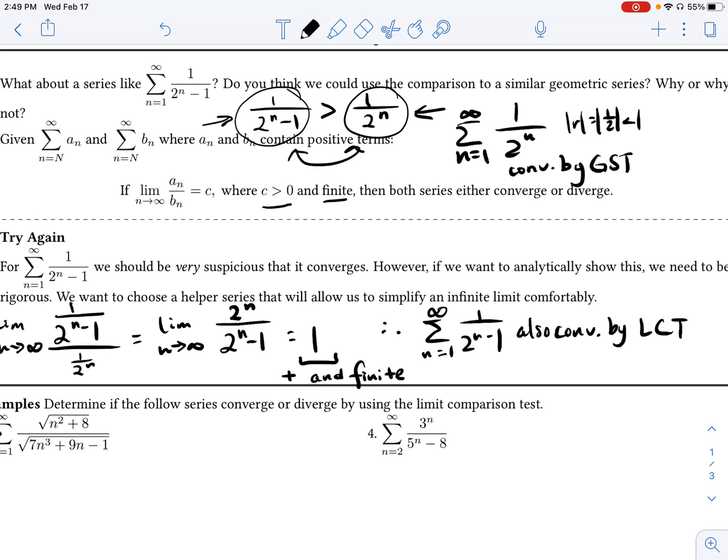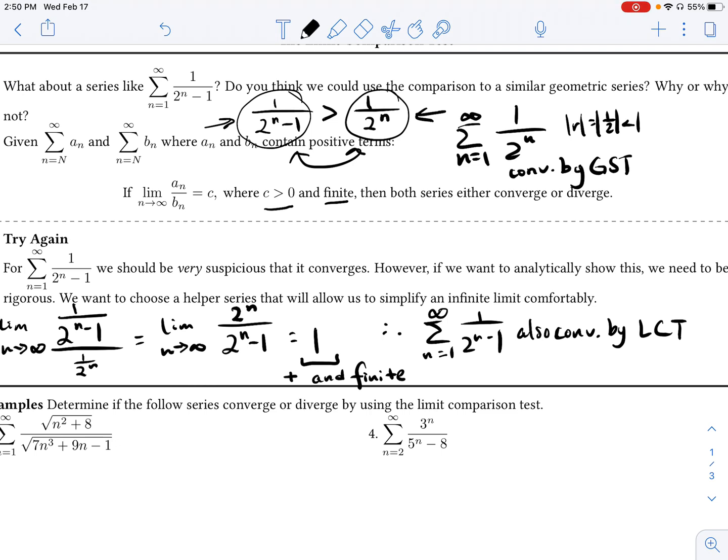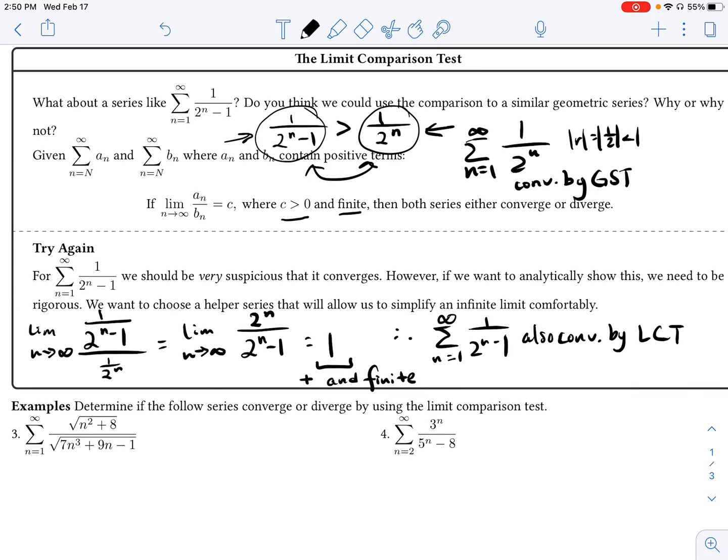Again, it's important that you make sure you state what is going on with your helper series, whether it is convergence or divergence. Okay, so I'm going to try a couple practice problems right now, but before I do, I just want to highlight some of the differences between the two tests. Each test has its own strength and weakness. I don't want to say weakness, but there's always a give and take there.